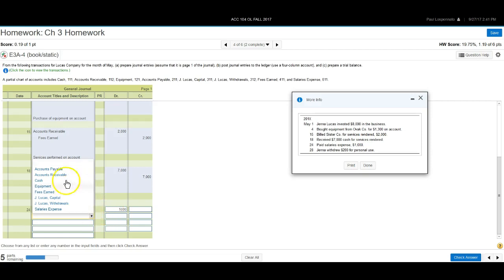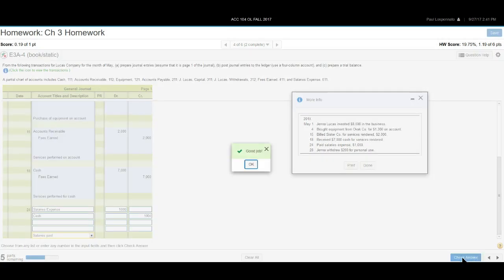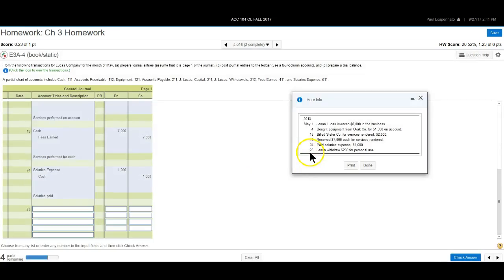Okay, so where am I? We paid, is that where I want to be? $1,000 cash. Okay, and then we're going to come down here, and salaries paid, looks like it's the one. Then we check the answer. Good job.